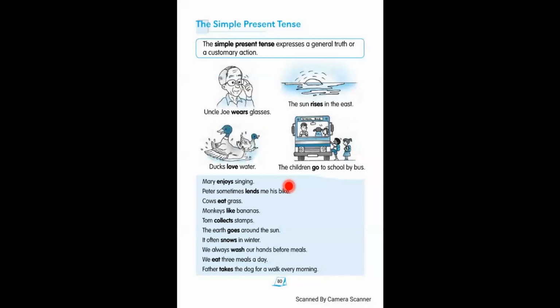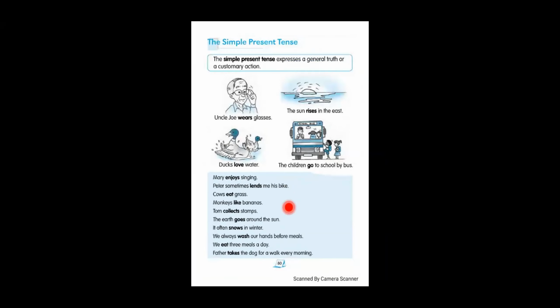How many tenses are there? 3 tenses, right? What are they? Past tense, present tense, and future tense. Okay, take out your 3 fingers. What are the 3 tenses? Present tense, past tense, and future tense. So these are the 3 tenses we have seen. So we started with the present tense first, right?